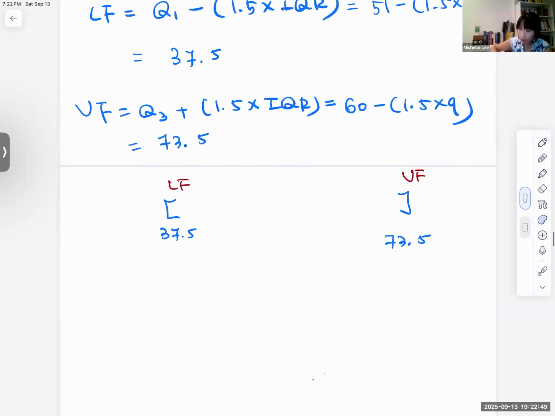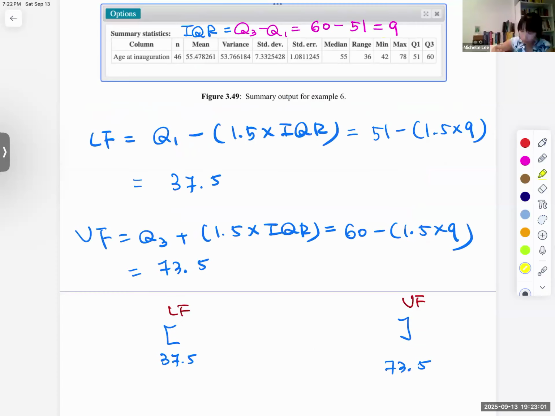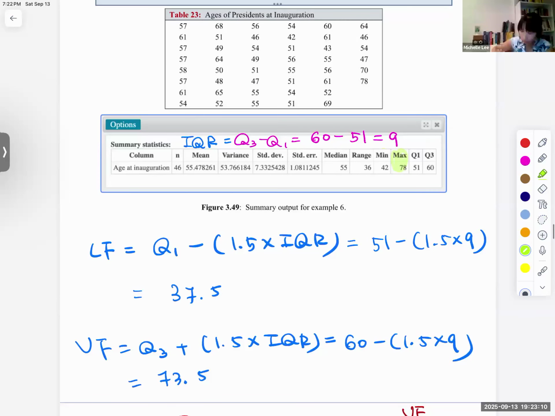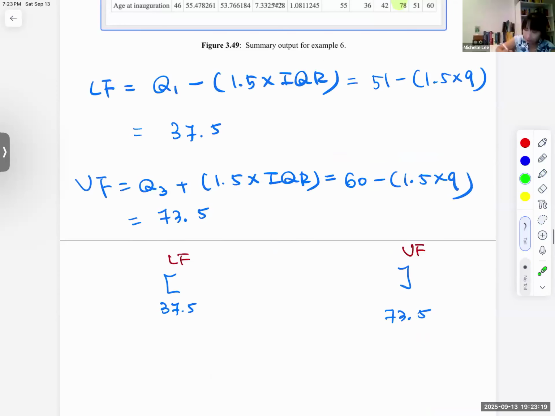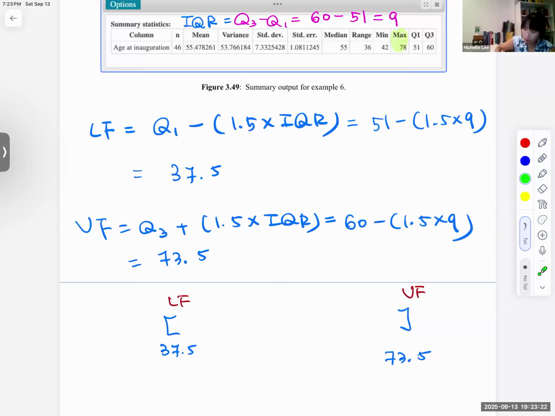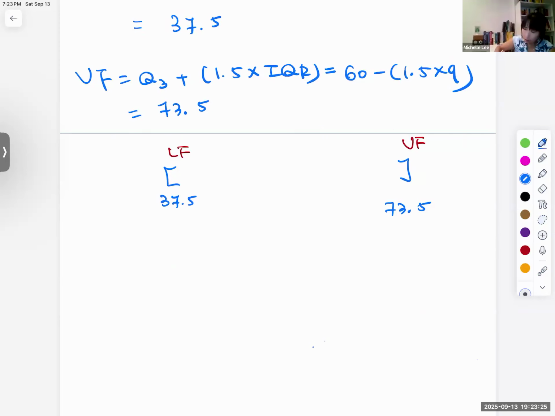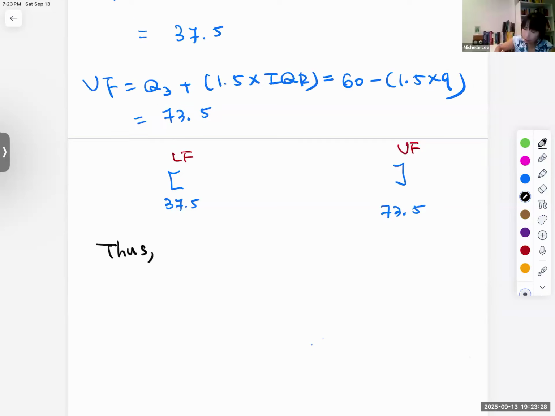We can think about the maximum, right? No data value is lower than 37.5, but there is a maximum of 78, which is bigger than the upper fence, right? So let's conclude. Thus, 78 is an outlier.